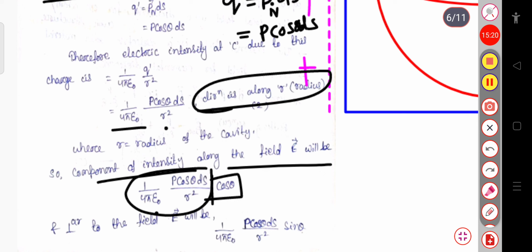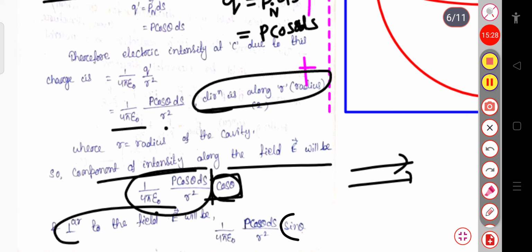That is for the parallel field, here the component will be cos theta, and for the perpendicular to the field E, again the sin theta will be multiplied here. So the component of the intensity, this is your total intensity. Suppose I write this as E prime. So this E prime will be equal to 1 by 4 pi epsilon naught P cos theta ds by r square. This is along the radius.